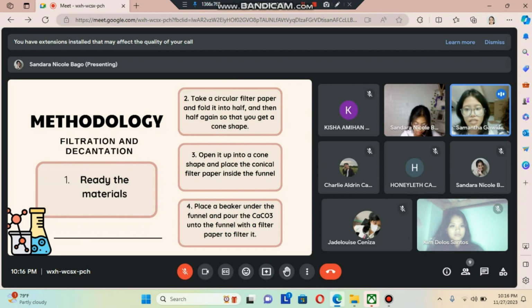Decantation can happen in precipitation where solid is separated from the liquid. Next.